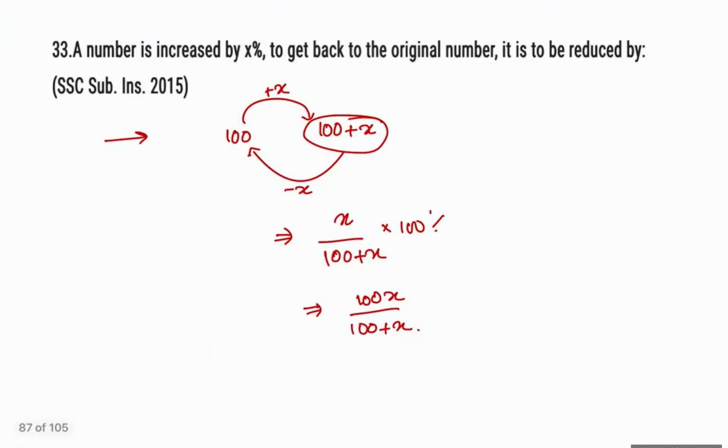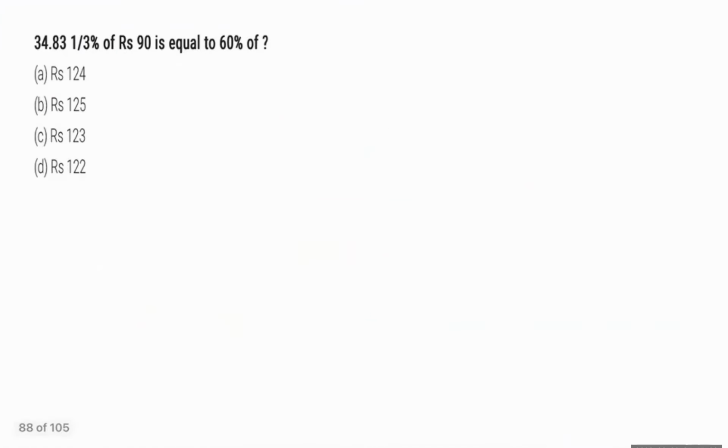It's a talk and explanation about that. 34. Question 34: 83 1 by 3 percentage of rupees 90 is equal to 60% of X. Find X.